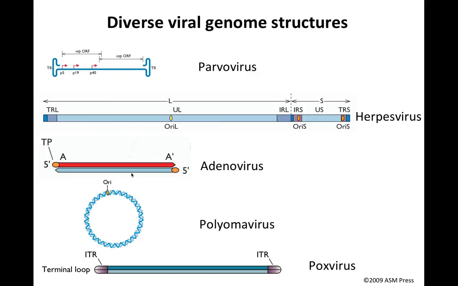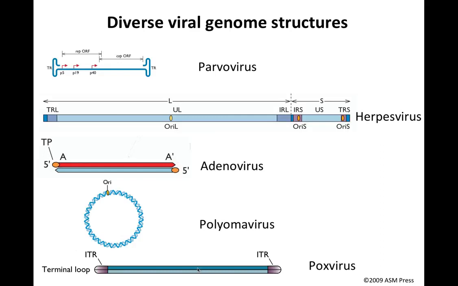Adenoviruses are also double-stranded DNAs, linear molecules, a bit smaller than the herpes viruses. And then we have double-stranded DNAs that are in circles, the polyomaviruses and the papillomaviruses. And finally, the poxviruses, quite long double-stranded linear DNA molecules, but the ends are covalently linked to form a terminal loop. So this is unusual.